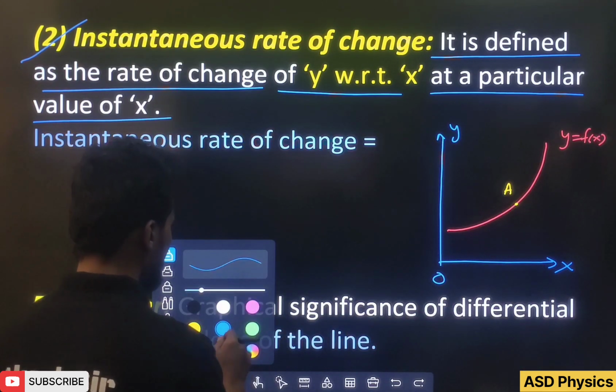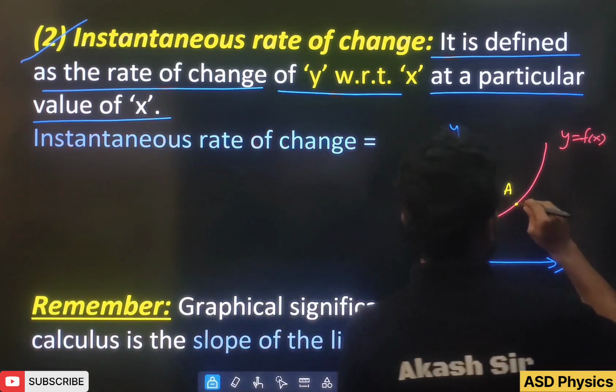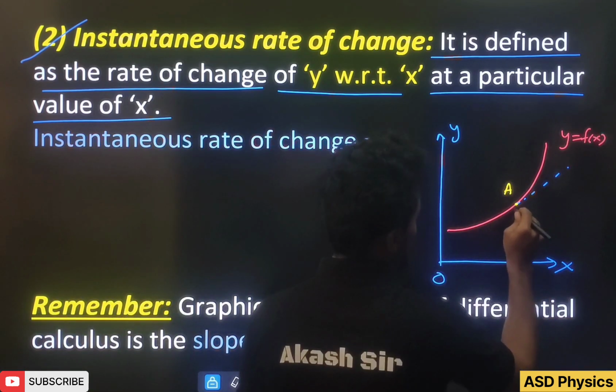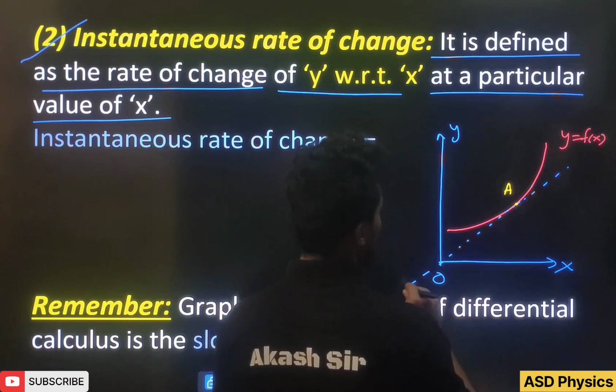So what I will do here, one point is there. Through this, I will draw one tangent. What will I draw here? I will draw the one tangent.